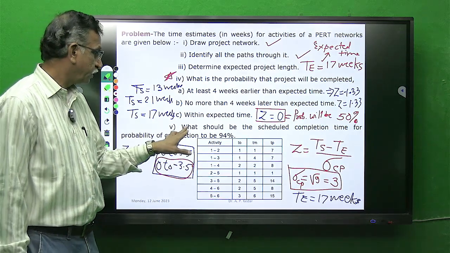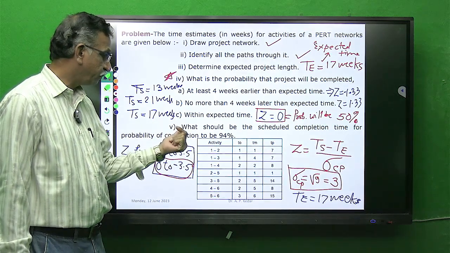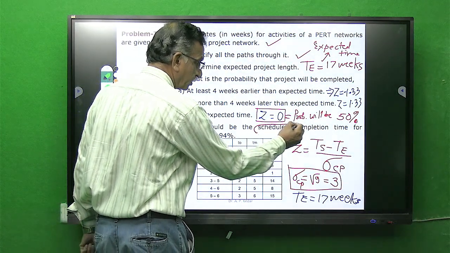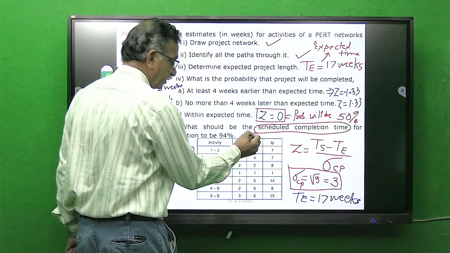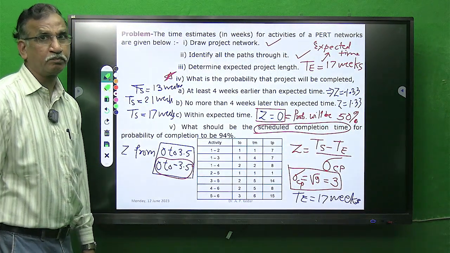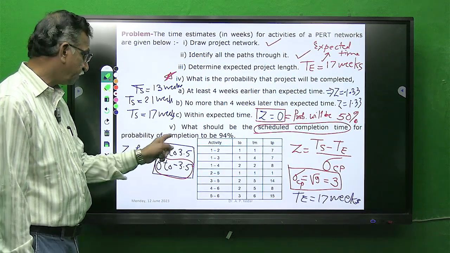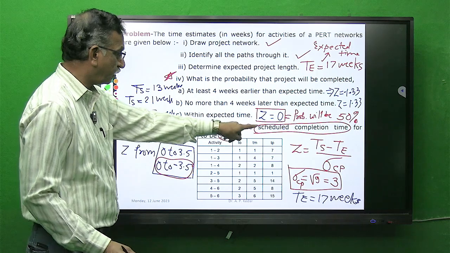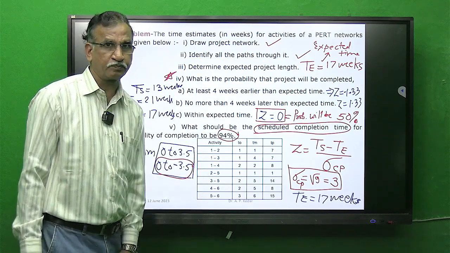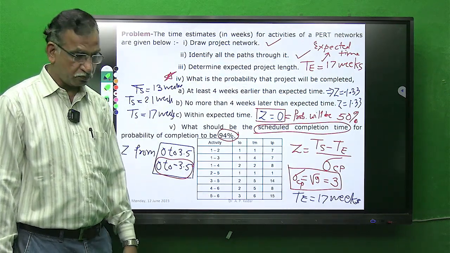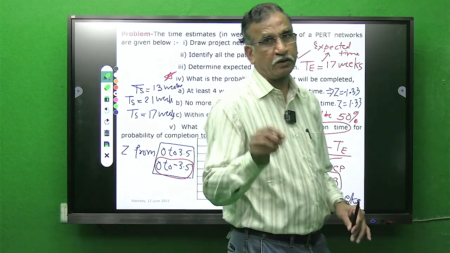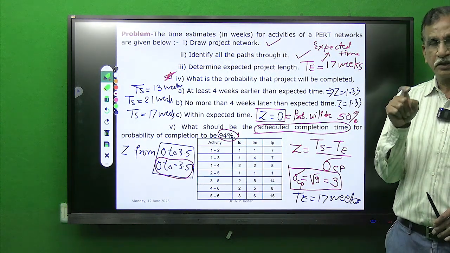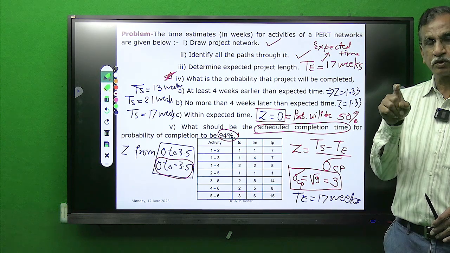Similarly, here in fifth bit, what is asked? What should be the scheduled completion time? What should be the scheduled completion time with probability of completion given? Now this is reverse of these three bits. Here in earlier bit, what was done? TS value was given.